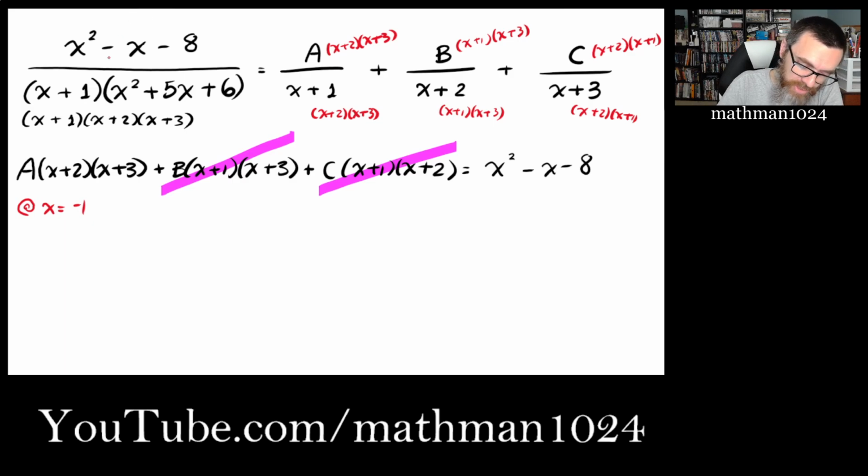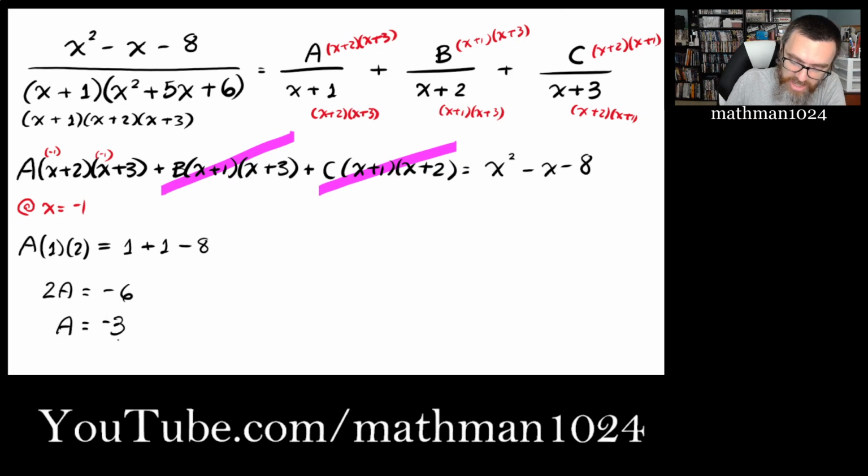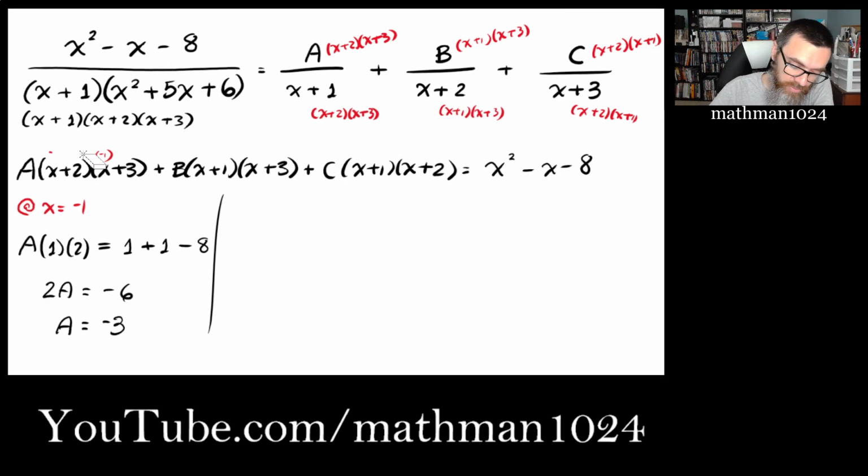And that's going to leave us with, I got to be careful about how I plug in because sometimes I get careless. So it's going to be A times, so negative 1 plus 2 is 1, negative 1 plus 3 is 2, okay? On the right side, we end up with positive 1 when I square that. Negative times negative is positive 1 minus 8. All right, so we have 2A equals negative 6. And A equals negative 3. All right, we are a third of the way there. Now, let's try a different value.